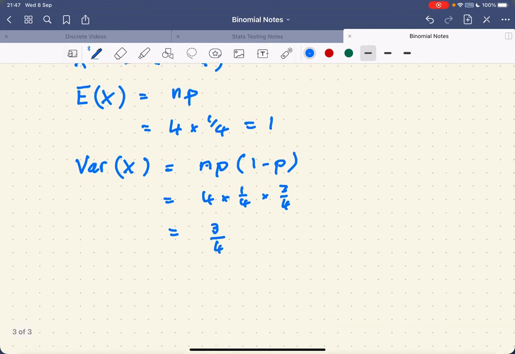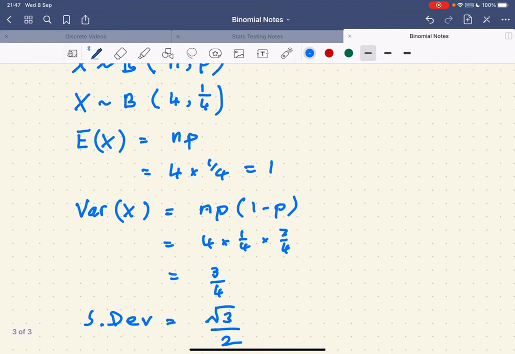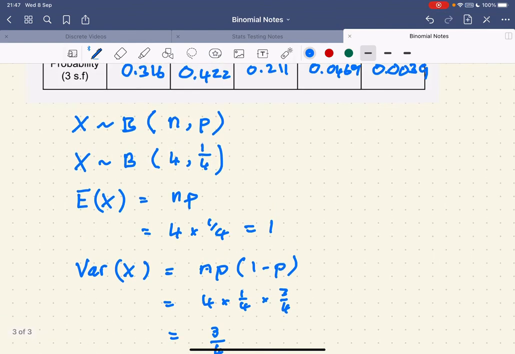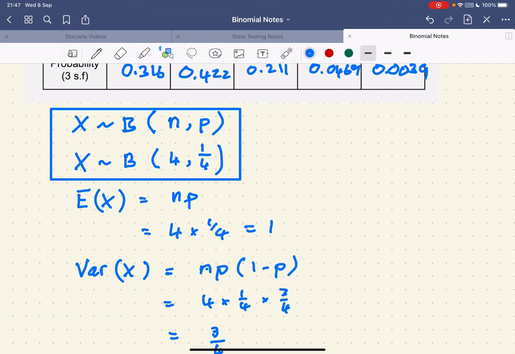And just in case you need it, the standard deviation is always the square root of the variance. So this is going to be the square root of 3 divided by 2. So that's just some notation we use, which is up here, which you'll see a lot with the binomial, and how we work out EX and the variance.